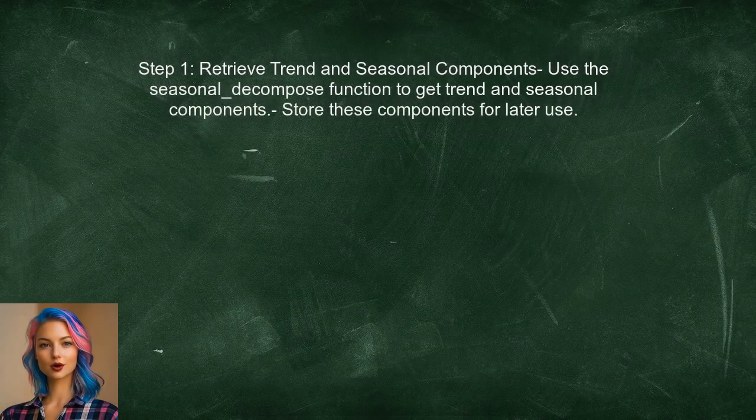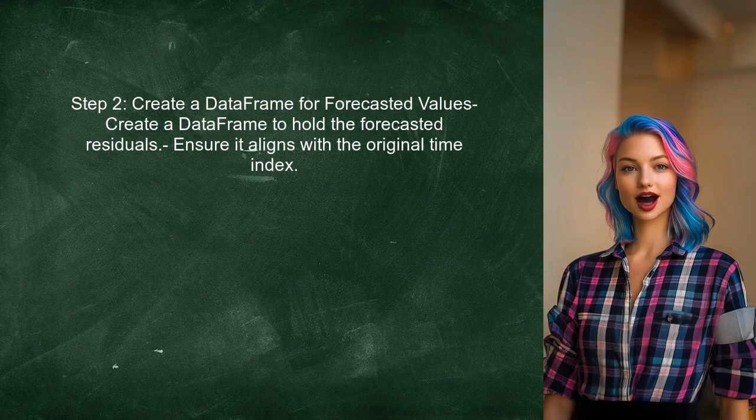To invert the differencing and recover the original series, the user should first retrieve the trend and seasonal components from the seasonal decomposition. This will allow them to add these components back to the forecasted residuals. Next, the user should create a new data frame to hold the forecasted values. This data frame will include the forecasted residuals from the ARIMA model.